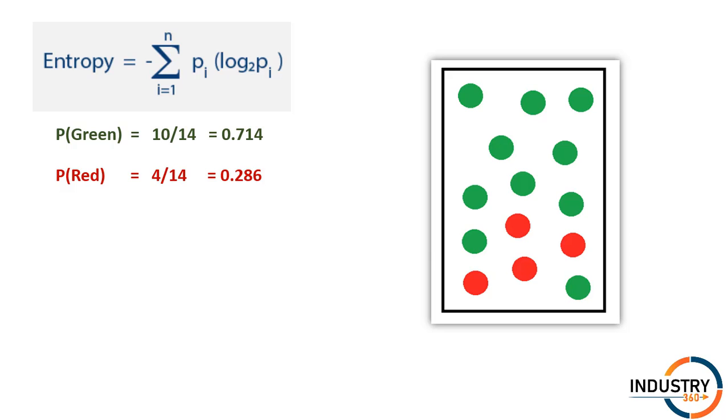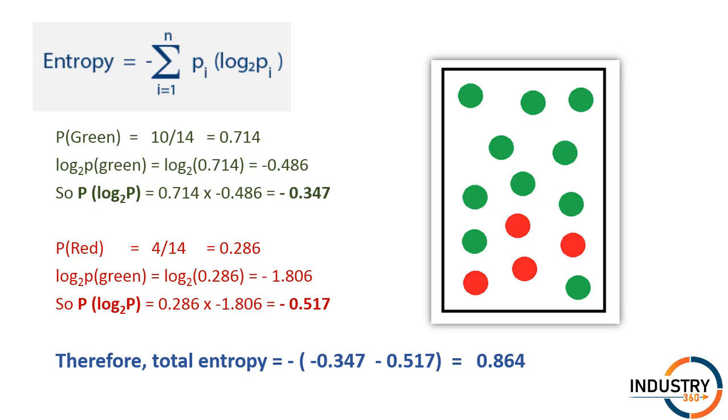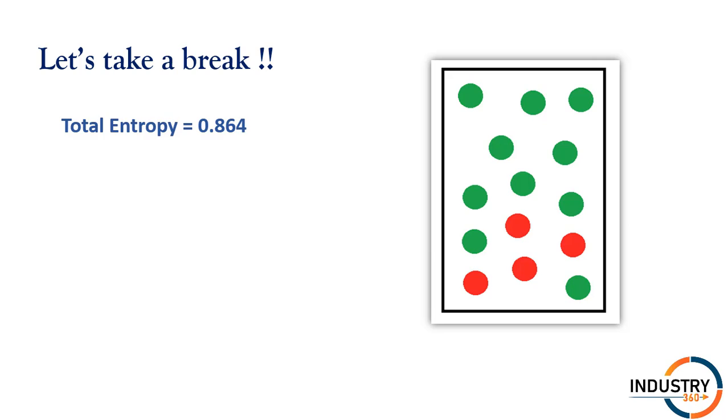Next, we're going to need to calculate the log P for both green and red. Now this log is to the base of 2, so that is something we'll need to remember. Once we've got the log values, we are going to multiply the probability of each category with its log value. So for this undivided data, we have done the calculation, you can take a look, and the entropy works out to 0.864. Now that was a fair bit of maths, right? Let's take a breath.